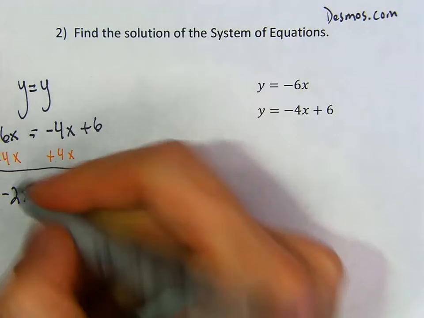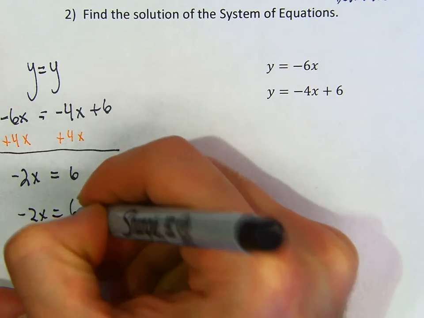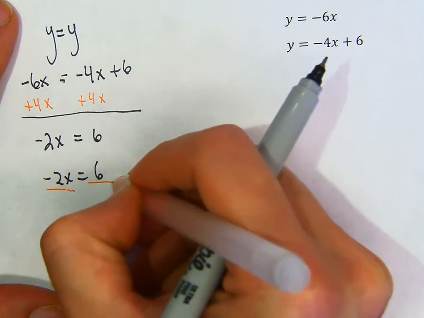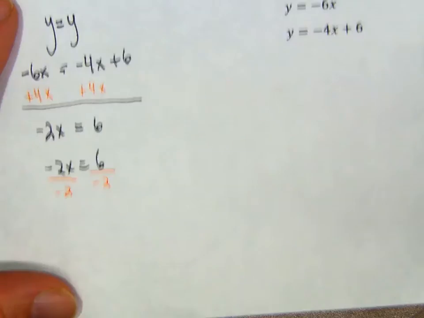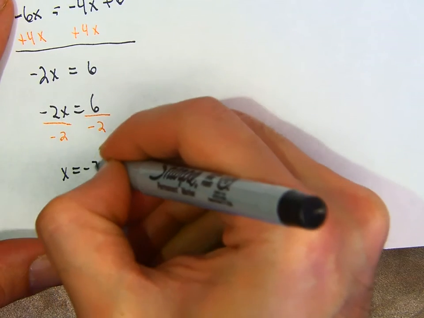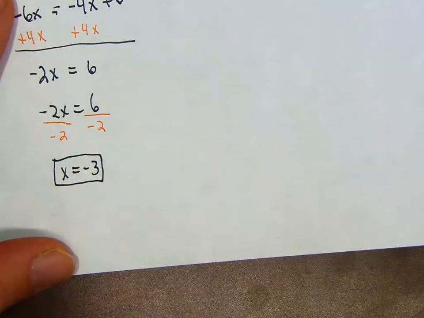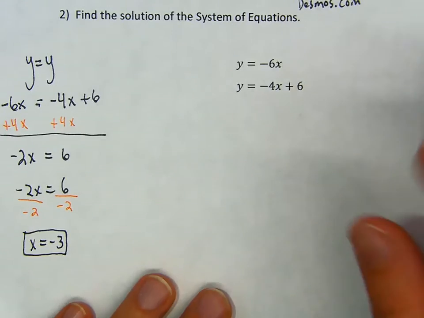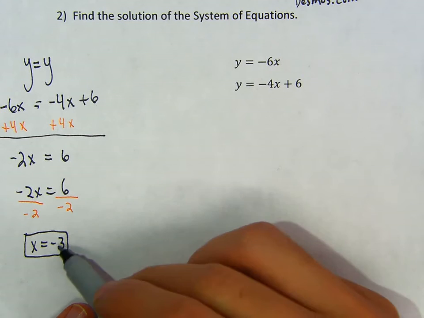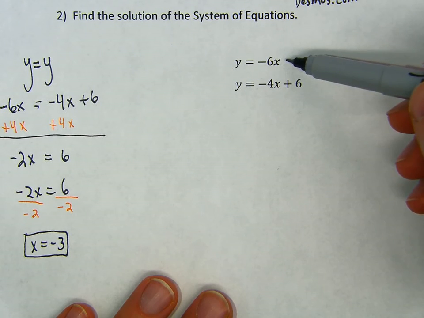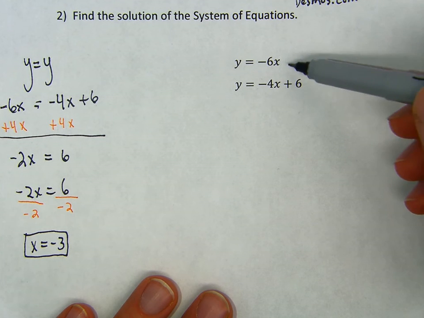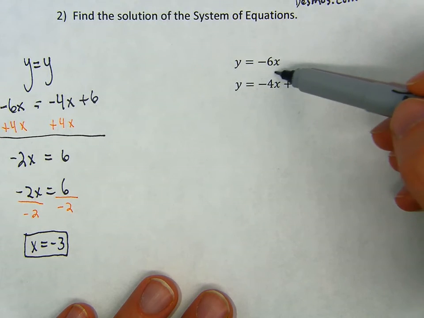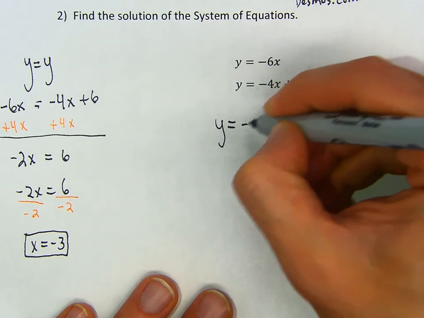Then what do I do? If I have negative 2x equals 6, how do I get x by itself? I divide both sides by negative 2. So x is equal to negative 3. That's one of the solutions. Now if x is negative 3, I could plug negative 3 into this equation or this equation. Which is easier? It's this one, because it's shorter. But I'll plug it into both so you can see.